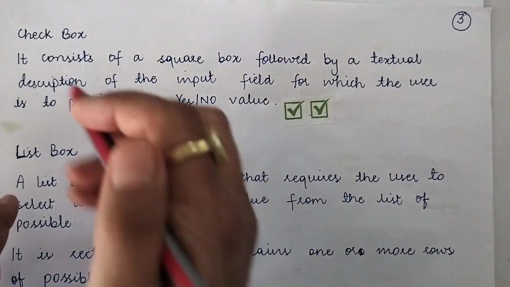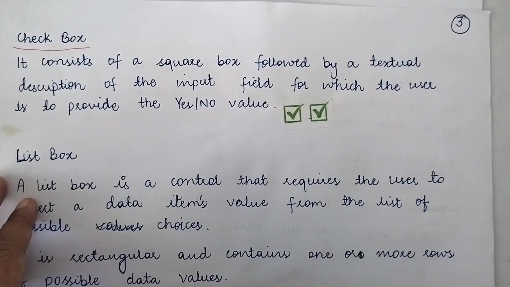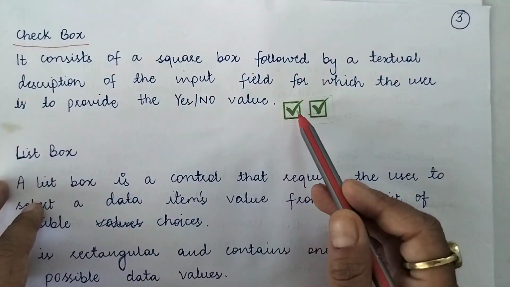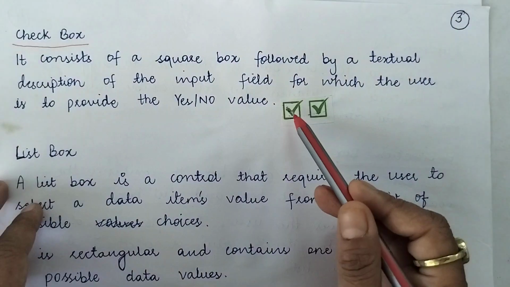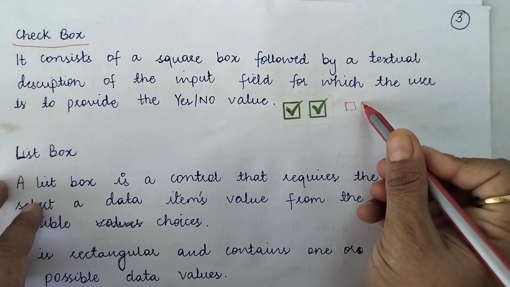Then is your checkbox. Checkbox also we all must have used at least once in our lifetimes. They look something like this. The square boxes which when selected have a check mark in front of them. Otherwise the checkbox is like this.